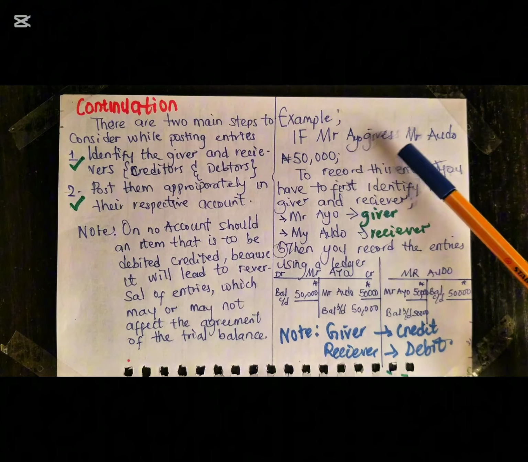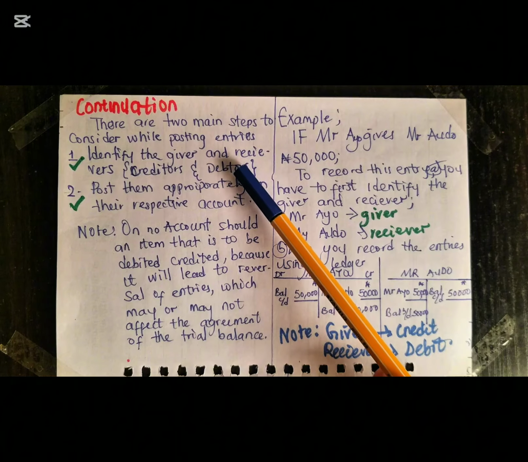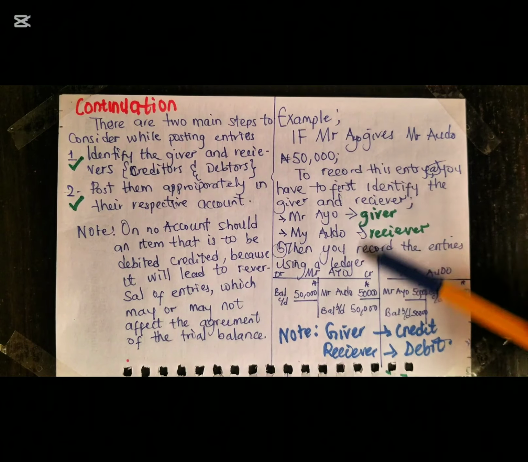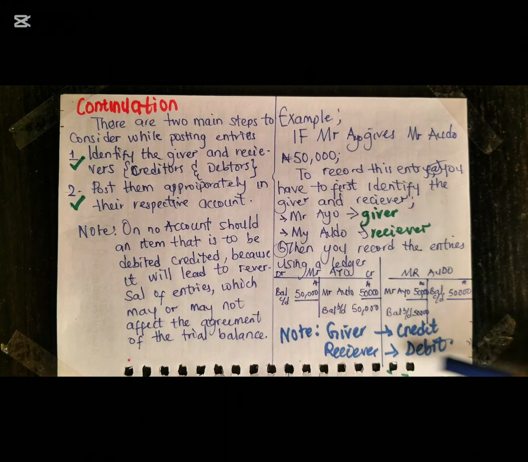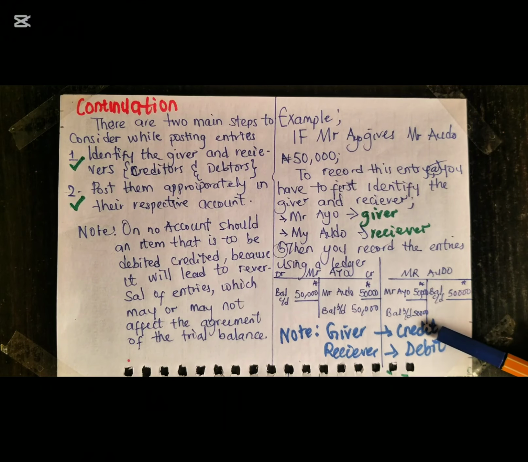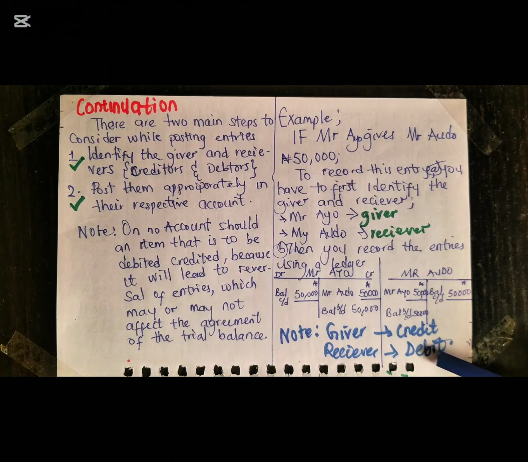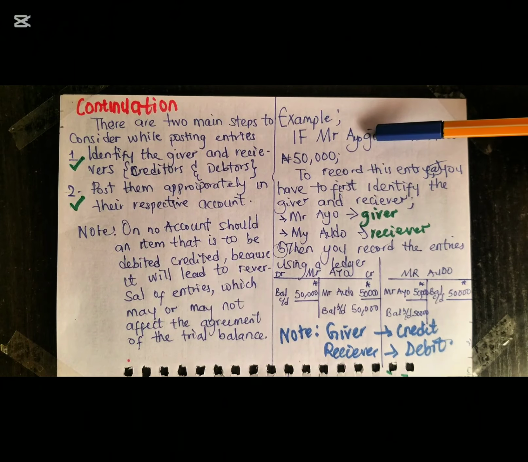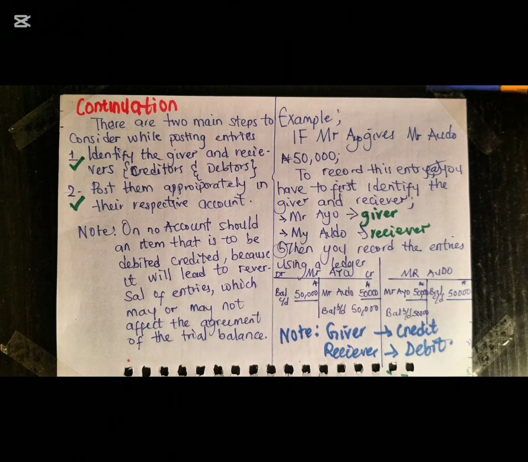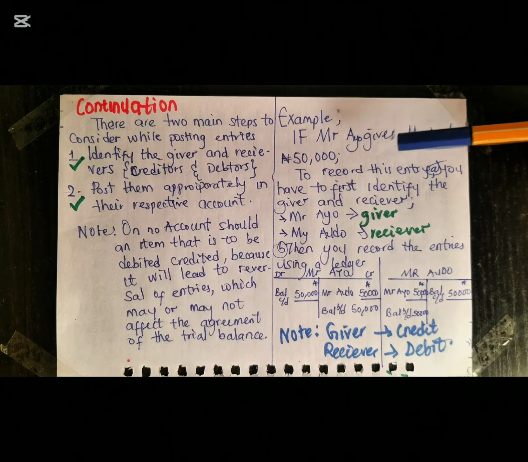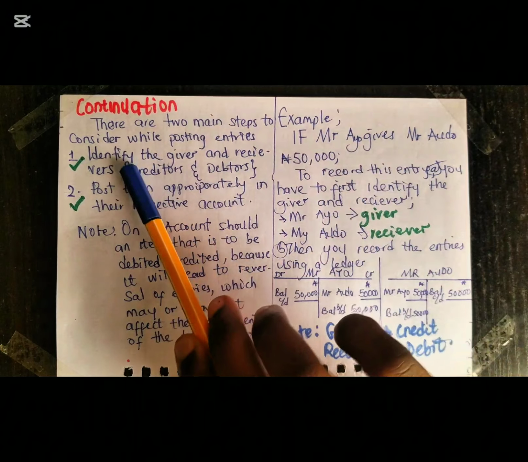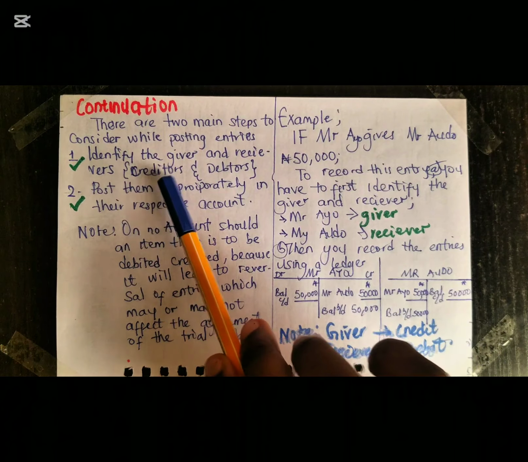Because this is done, we have already identified the giver and the receiver, which are the creditors and debtors. I said in our class that the givers are to be credited and the receivers are to be debited. This should be in our minds. So now we have said that Mr. Ayo is giving, so that means Mr. Ayo will be credited, and Mr. Aldo is receiving, so he'll be debited. So Mr. Ayo is the giver, Mr. Aldo is the receiver. We have done number one by identifying the givers and the receivers.